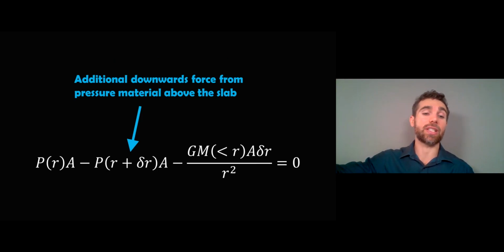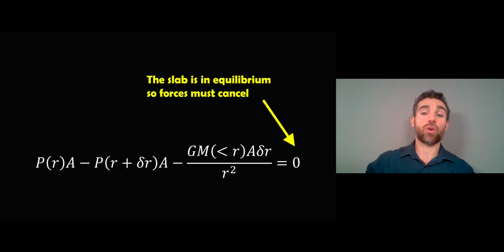So this time around, you can see that the pressure at that location is going to be plus the delta R because it's the thickness of the slab. And obviously times the area gives you a force. But this time, because it's a downward force, it's going to be negative. And we've already got our gravitational force there. And because it's in equilibrium, it's not going anywhere. It means all the forces must cancel out. So we can equal that to 0.